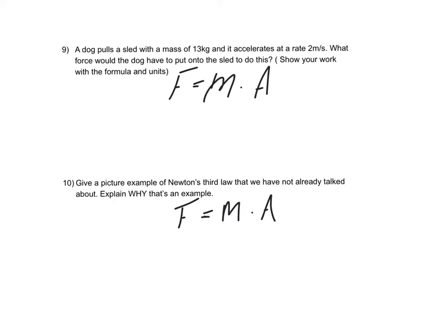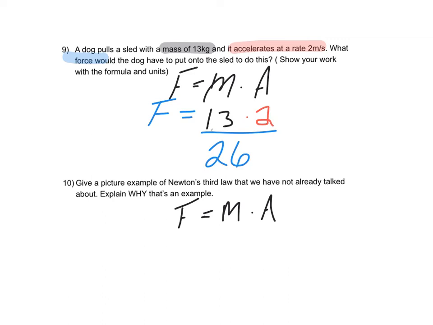9 says that a dog pulls a sled with a mass of 13 kilograms and it accelerates at 2 meters per second squared. What is the force? Okay, so a mass of 13 accelerates at 2. What is the force? So 13 times 2 is 26. And since it's force, it should be in newtons.